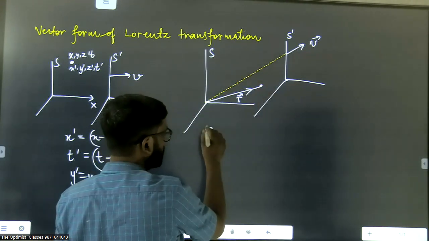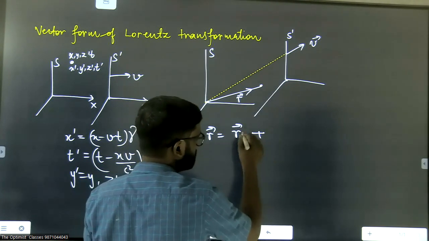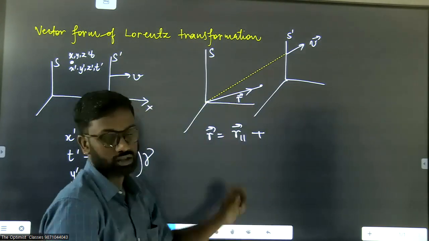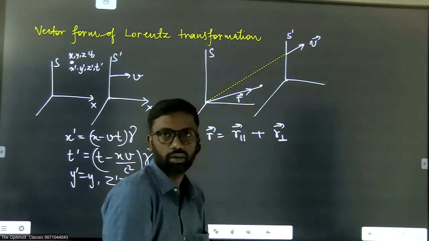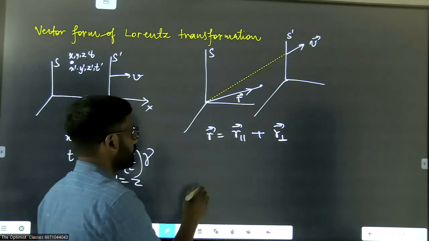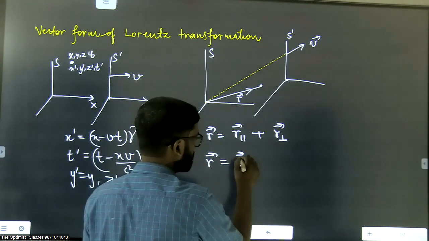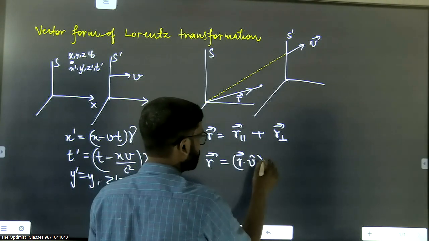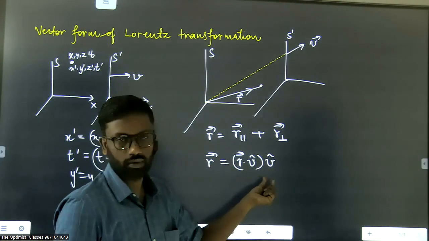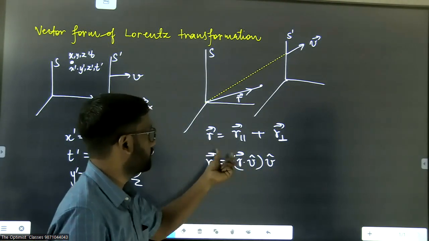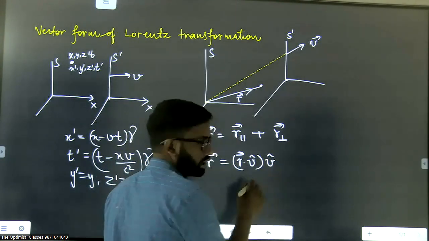So we can write r vector like this: the component of r vector parallel to velocity, and this parallel represents the component parallel to velocity, and the component of r vector perpendicular to velocity. Now you see here, the r vector component parallel to velocity can be written like this: (r dot v cap) v cap. So when we take the dot product of r with the velocity direction, we get the component of r vector parallel to the v vector. And just to express it as a vector, we are multiplying by the unit vector.